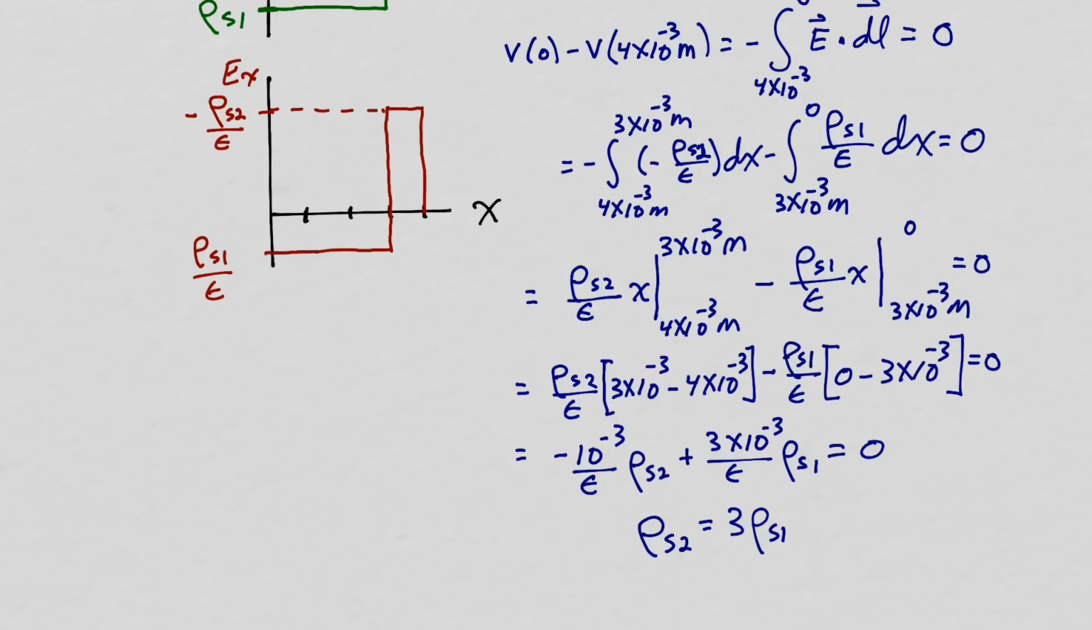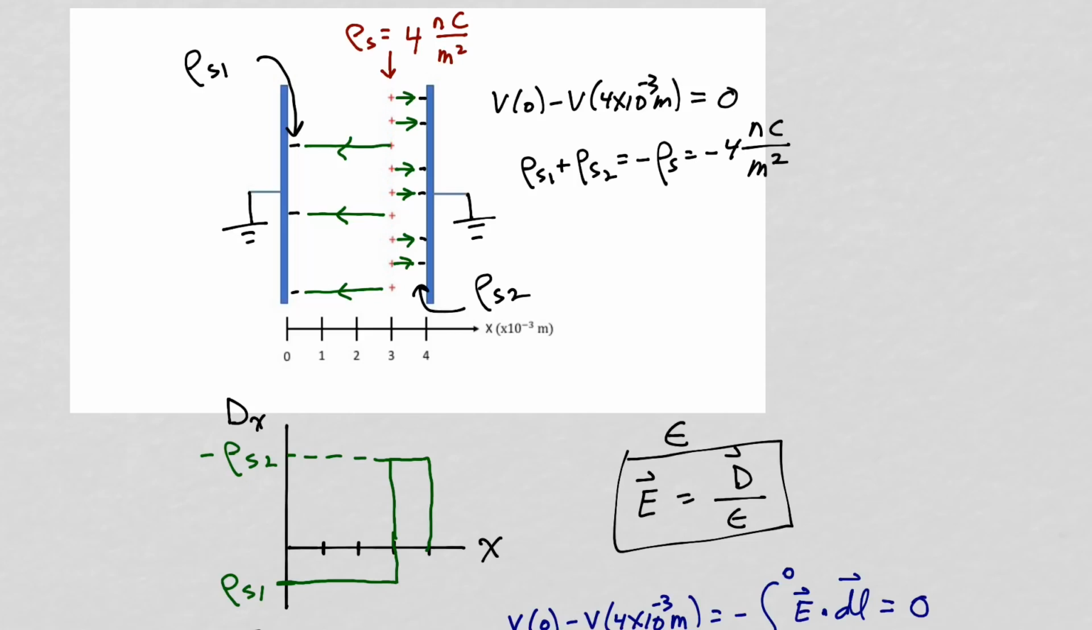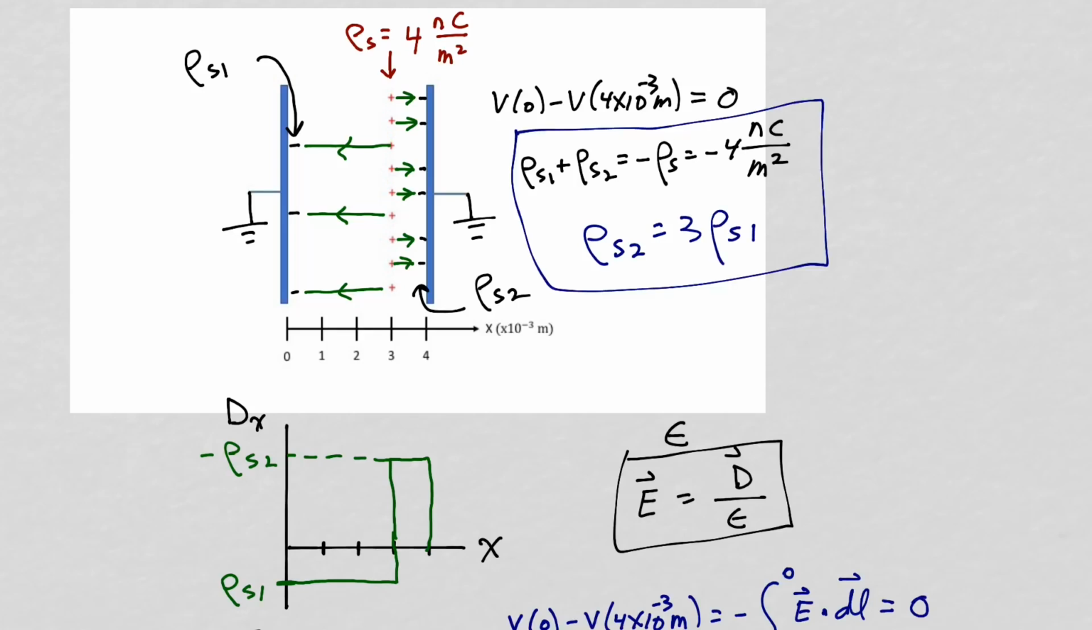So going back here, we just found that rho sub S2 is equal to 3 rho sub S1. Now we have two equations and two unknowns, so we can solve for rho sub S2 and rho sub S1. So rho sub S1 is minus 1 nanocoulomb per meter squared, and rho sub S2 is minus 3 nanocoulombs per meter squared.